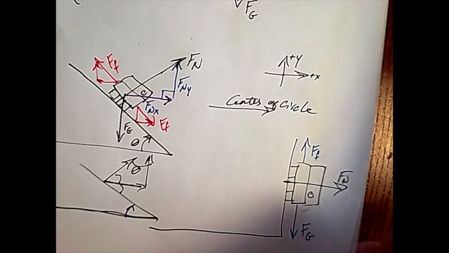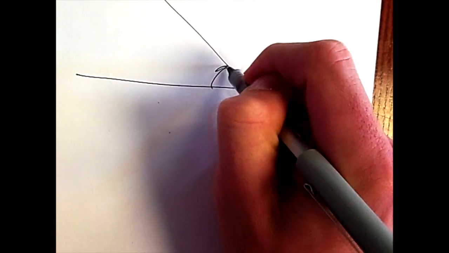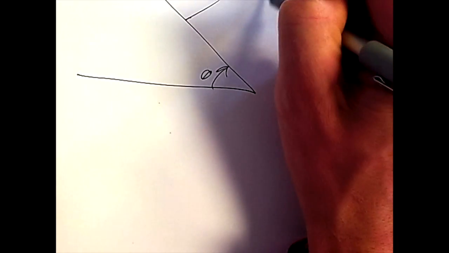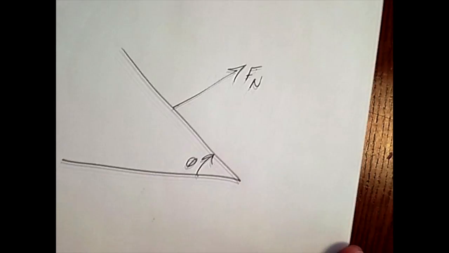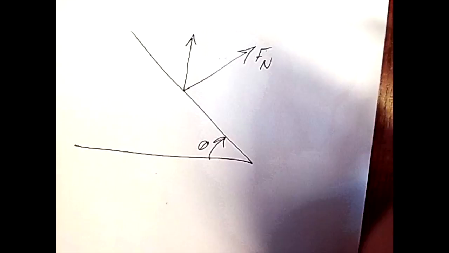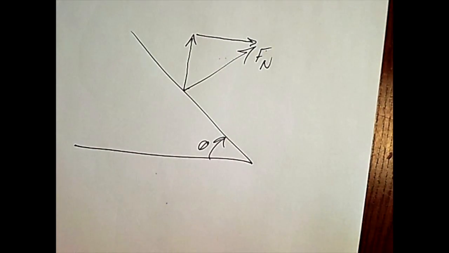If I drew this vertically, it would be the other side. Let me do this one more time. This is theta. Your normal force is here. Sorry. If I did it where I resolved it as vertical and to the right, then this is theta.